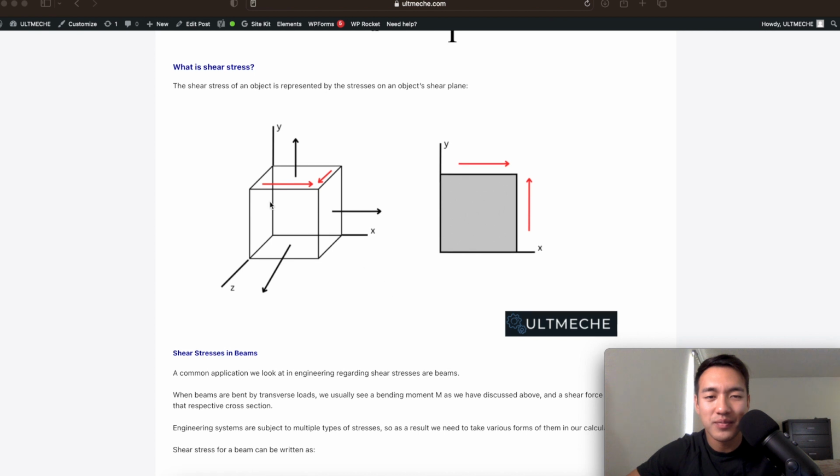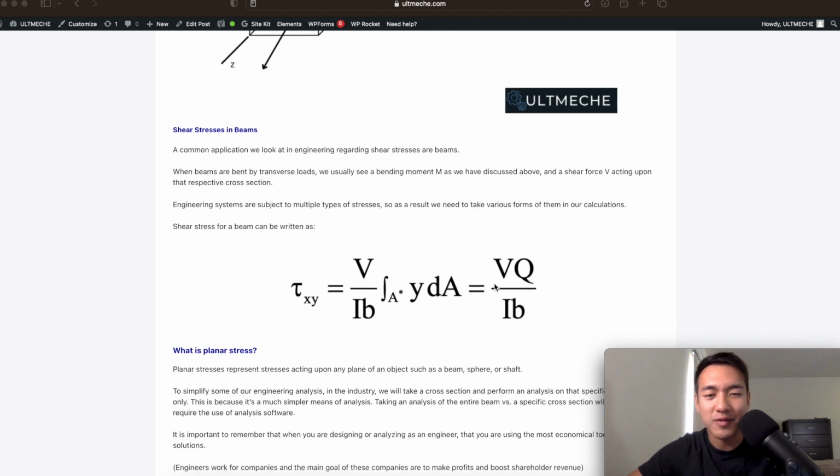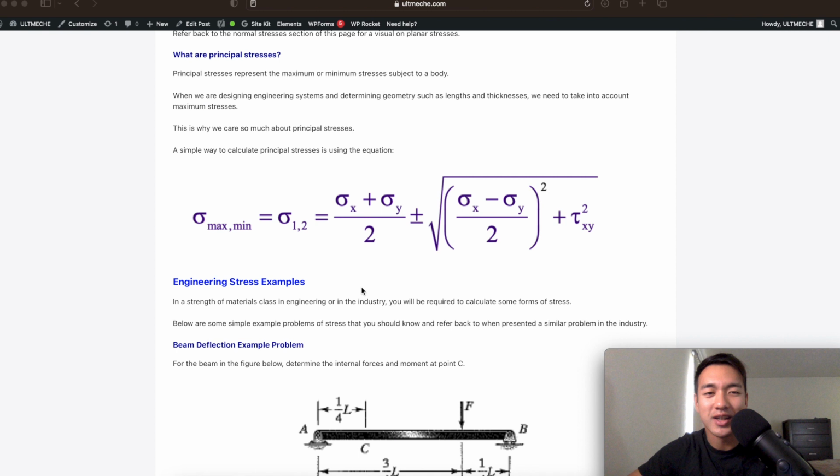So relative to the normal axis, the shear stress is going to be, and then for beam deflection, we can use overall. This doesn't cover all cases, but this is just going to be one of the general forms of shear stress on a beam. All right, and principal stresses are going to represent the maximum or minimum stresses subject to a body.